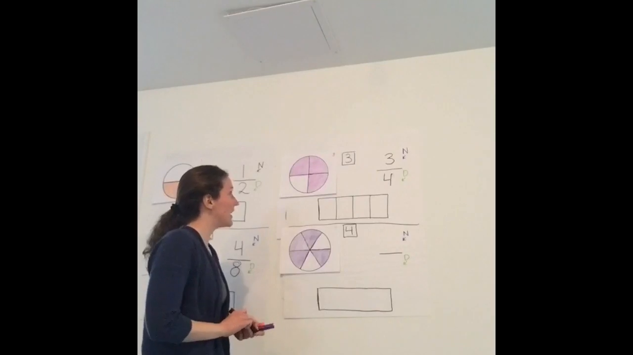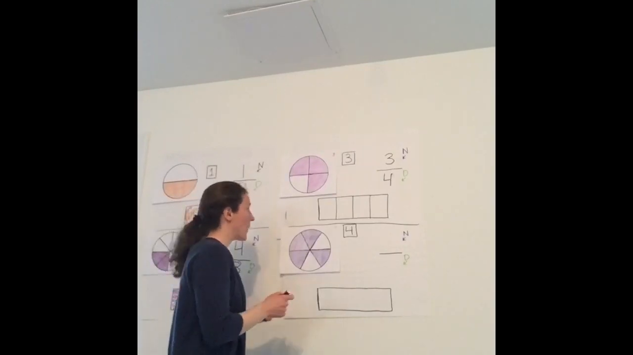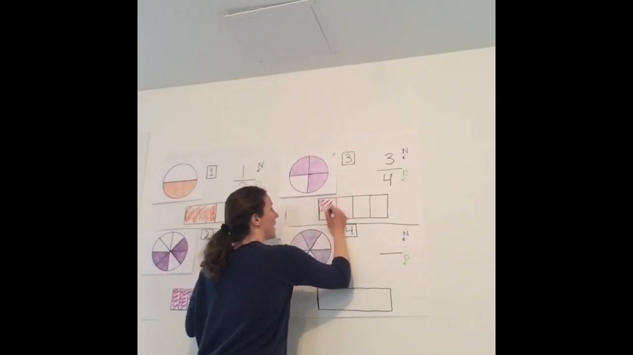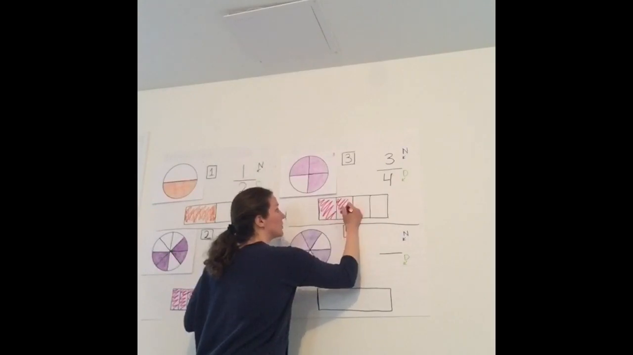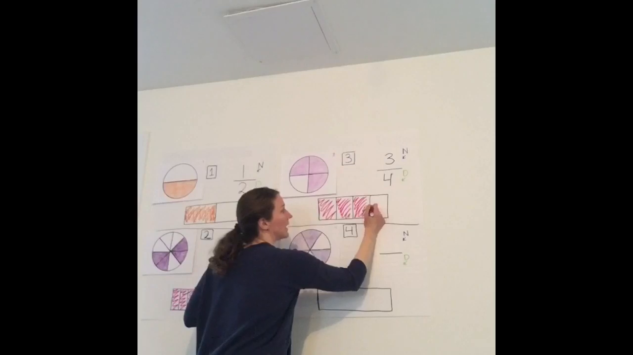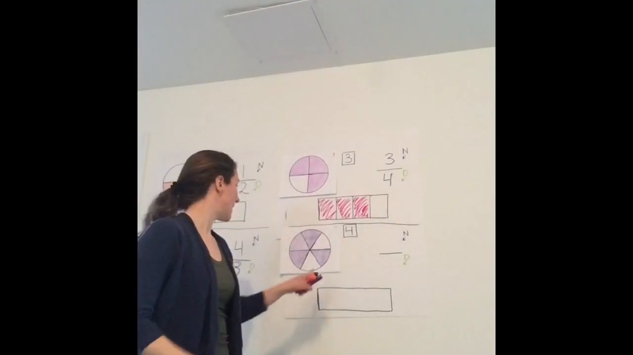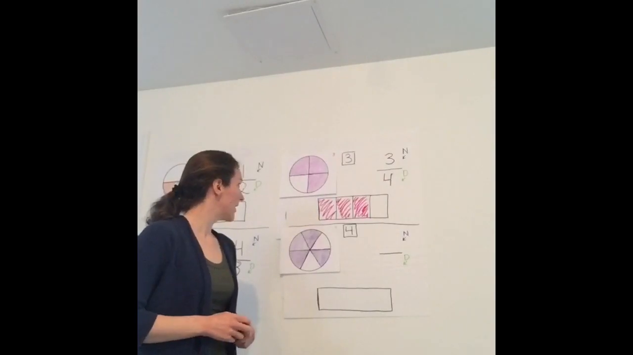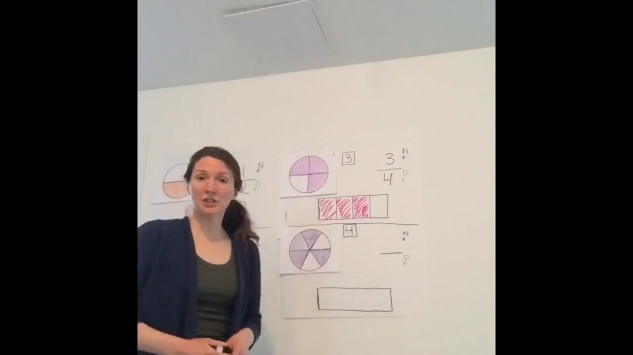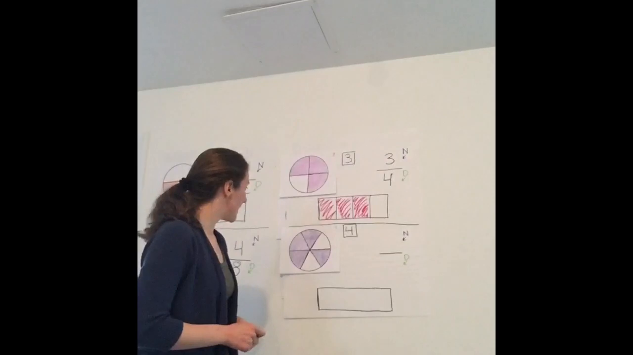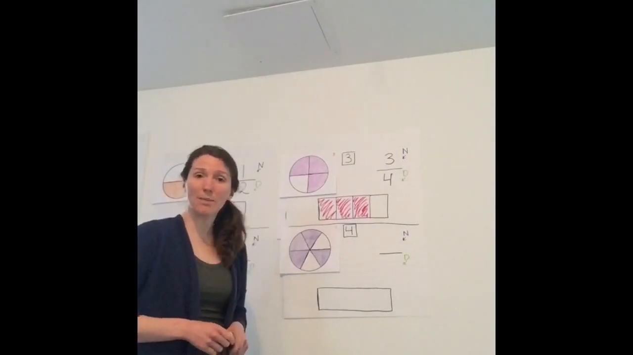And I'm going to color in 3/4. 1, 2, 3. 3/4. All right, number 4, our fraction circle model was divided into 6 equal parts.